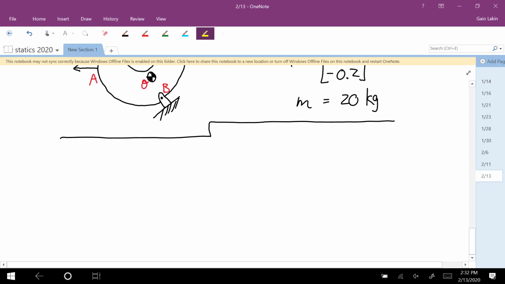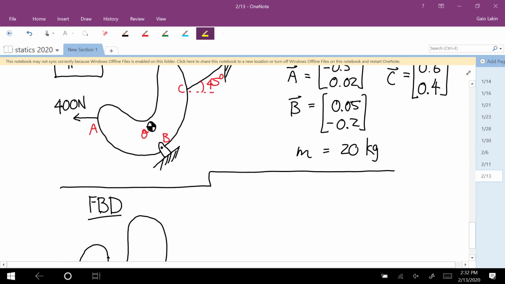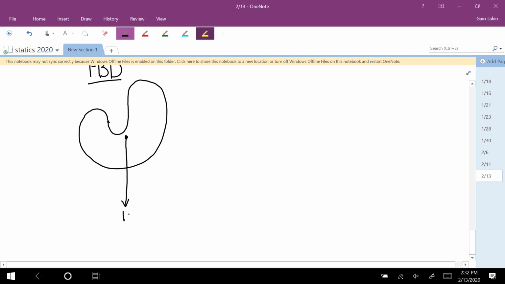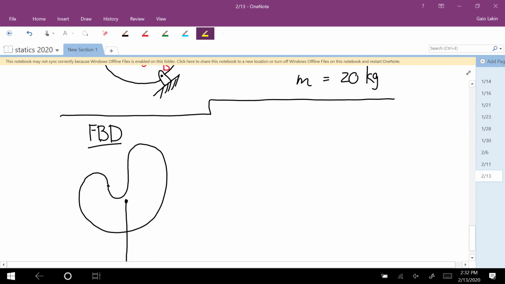Okay, so let's draw a free body diagram. The weight acts at the center of mass. So that's 20 times 9.81, so 196.2. And then go around the boundary, and there's contact with the surroundings here. So that's that force RB.